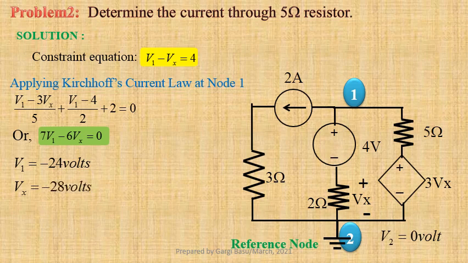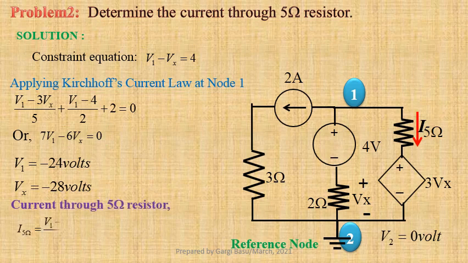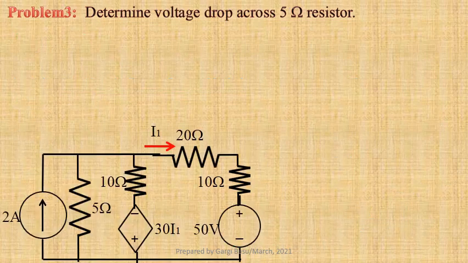Now we shall determine current flowing through the 5 ohm resistor. I 5 ohm equals (V1 minus 3Vx) divided by 5. Using values, we get (minus 24 minus 3 into minus 28) divided by 5. That gives us 12 ampere.